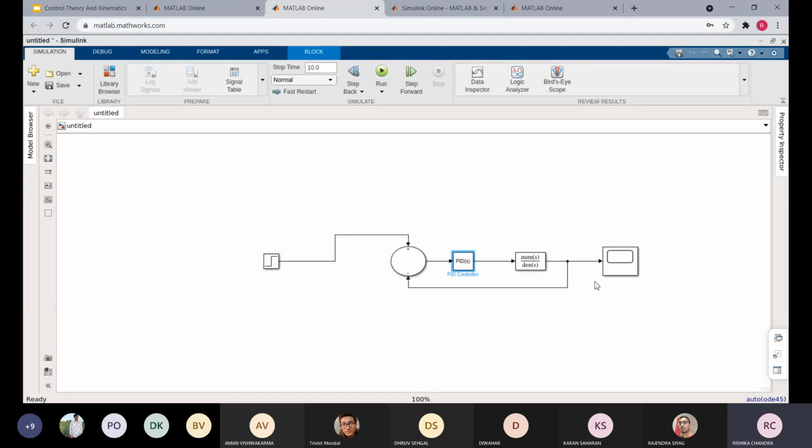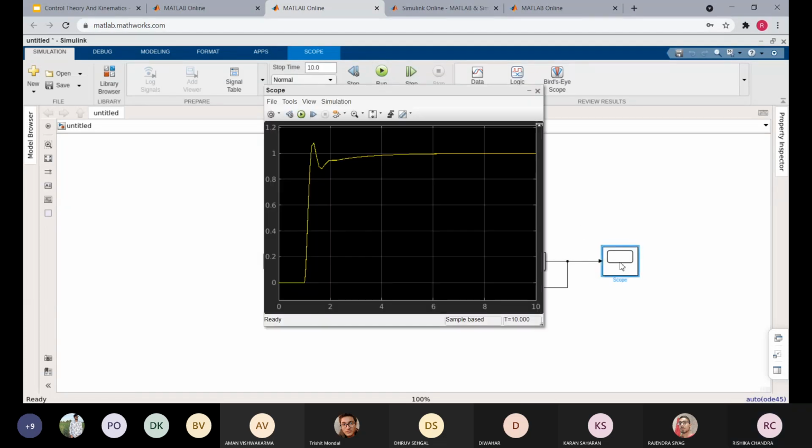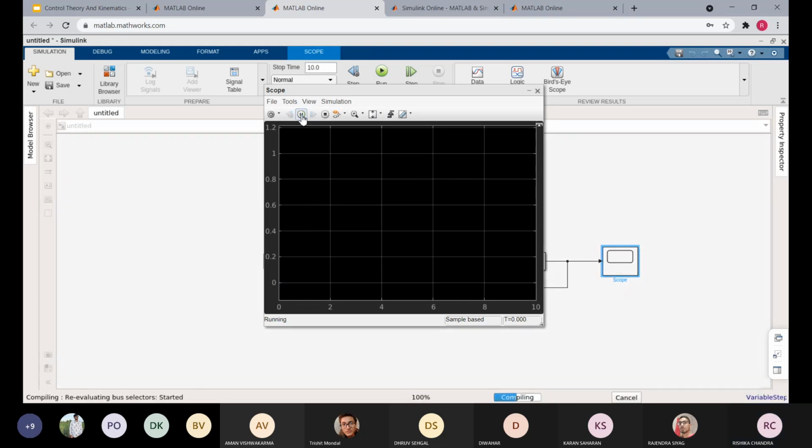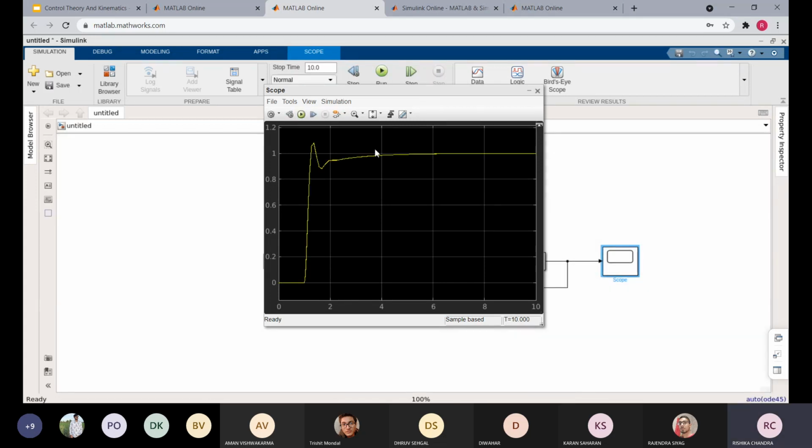Compiling done. Now double click on scope. Refresh it, click on this run button and it will get refreshed. See, now when we use the I controller, it overshoots a bit, then comes down, and after some time, at t equal to about 5, it reaches the steady state. So we have to use trial and error. It's basically a trial and error method. Yes, trial and error only.